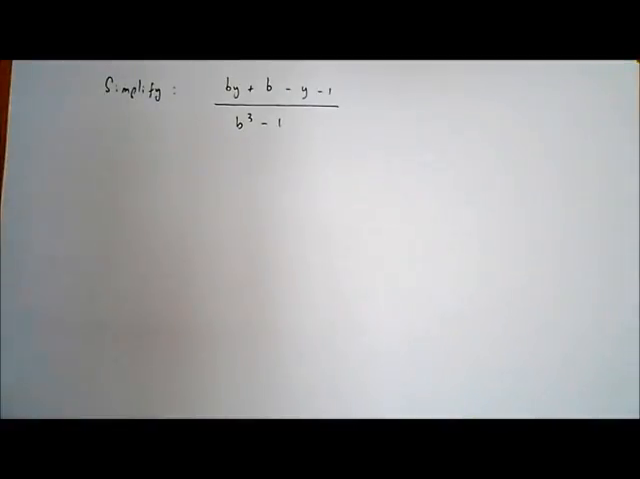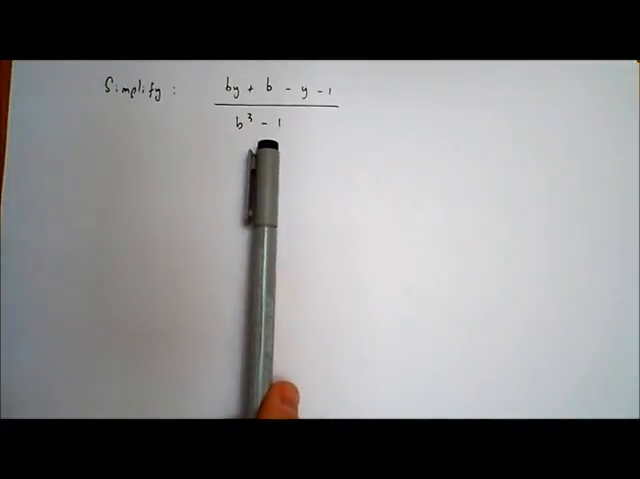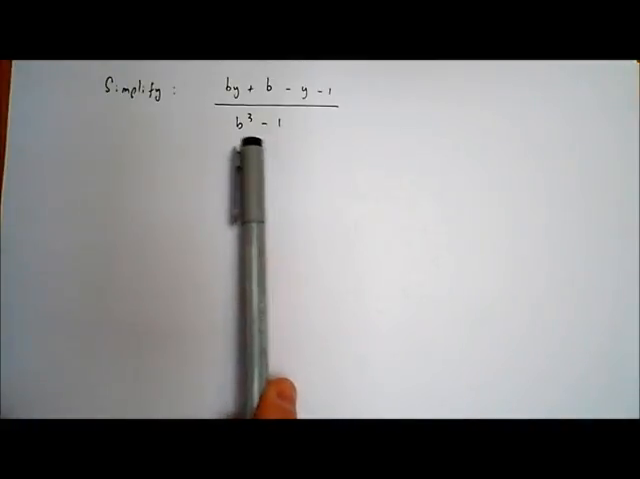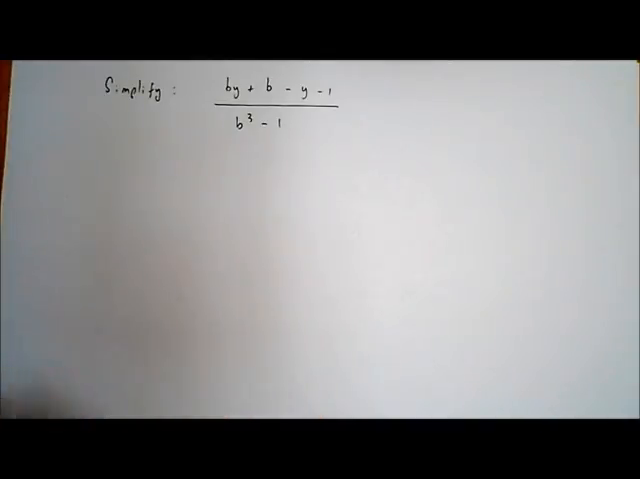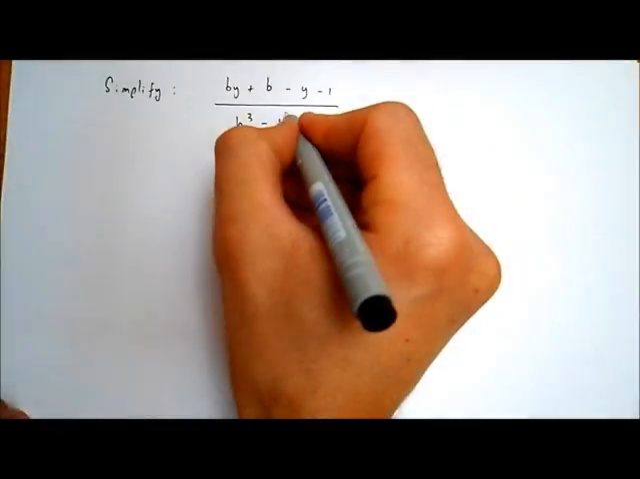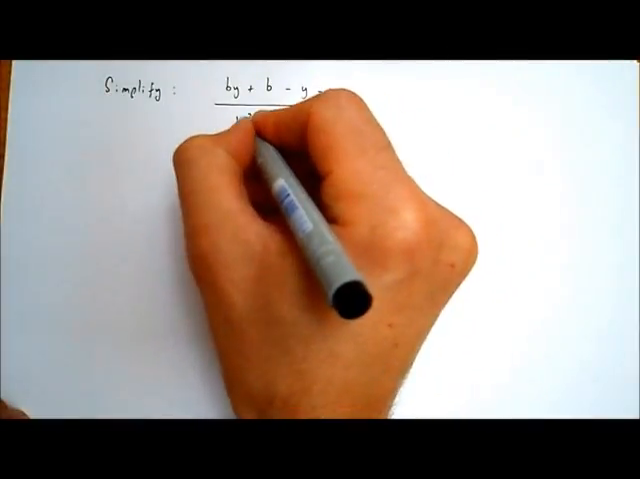Okay, this is another example of an algebraic fraction that we want to simplify, and it's a difficult example. The first thing you should notice is in the denominator we've got the difference of 2 cubes, because b cubed minus 1 is the same as b cubed minus 1 cubed. So I could factorize that using the difference of 2 cubes.